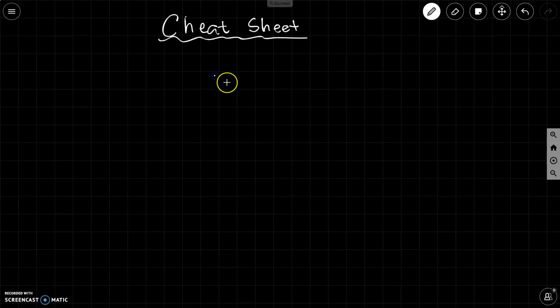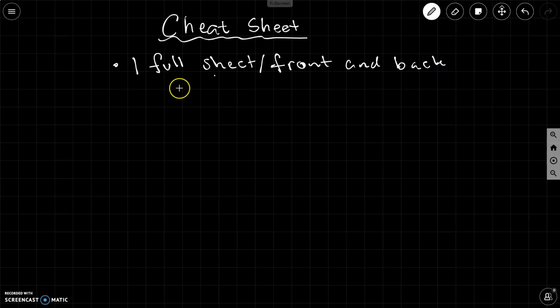Hello, everyone. I'm just here to talk to you about the cheat sheet that we're going to use for the algebra final. One thing is that it is supposed to be one full sheet, front and back. And when I mean a full sheet, that means an 8 by 11 page, like your regular notebook paper.